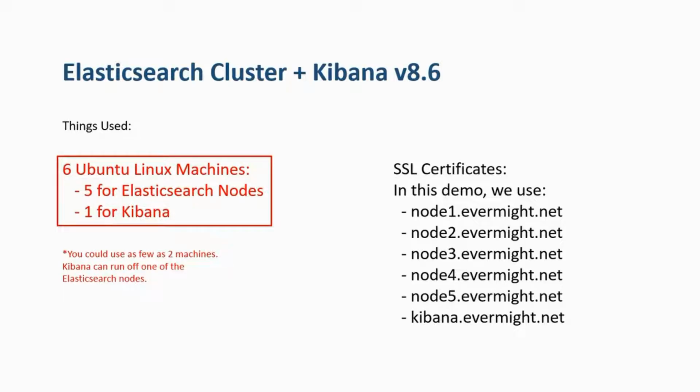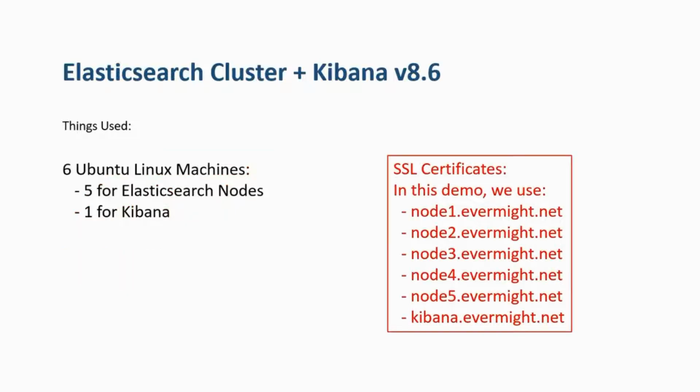I will be using 6 different Ubuntu machines. 5 will be used for Elasticsearch nodes, and 1 will be used for Kibana. I also prepared 6 publicly signed SSL certificates ahead of time for these 6 domains.